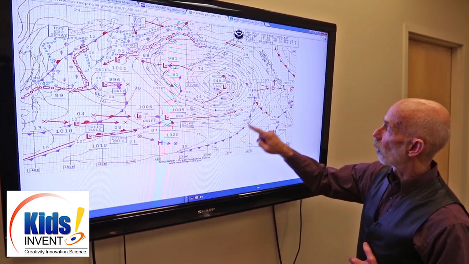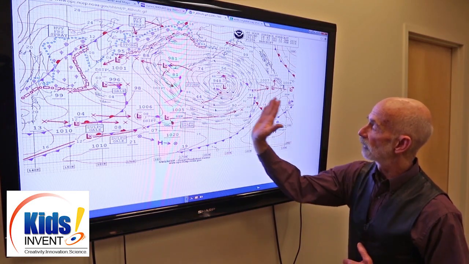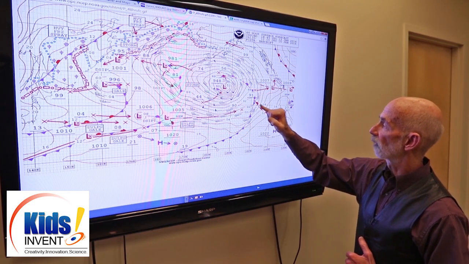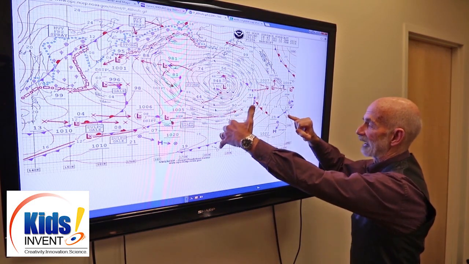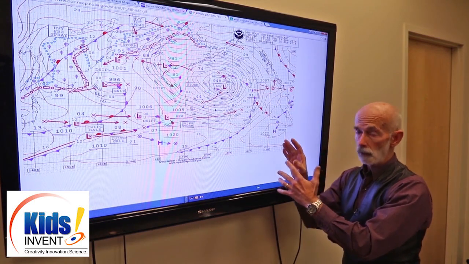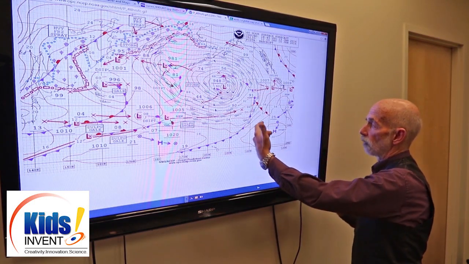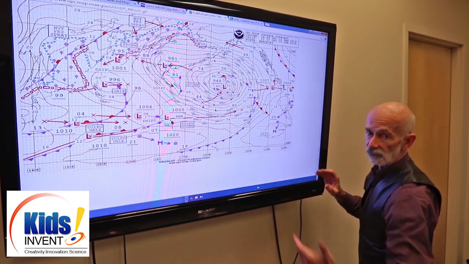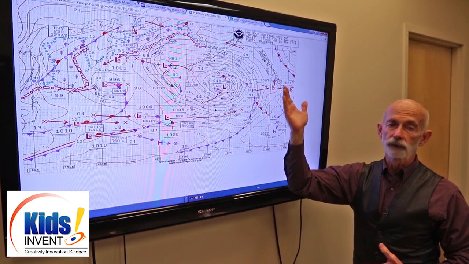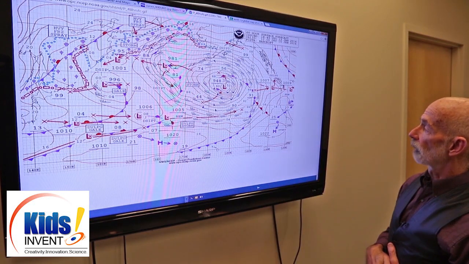Here is a cold front moving through with the low right behind it. Here's the warm front, and so this cold front is going to catch up. The cold front moves faster. If we looked at this tomorrow, the cold front would come over and sweep under that warm front, lifting and producing more storms right there.